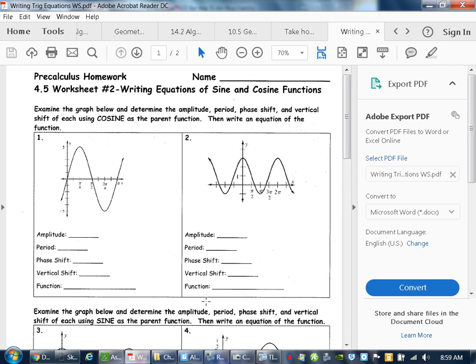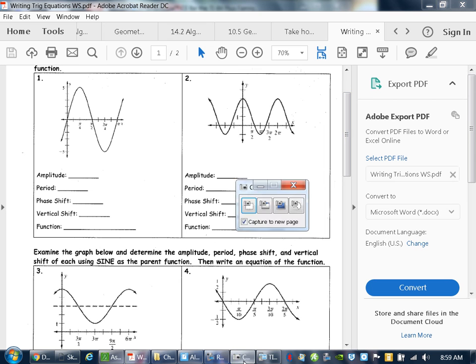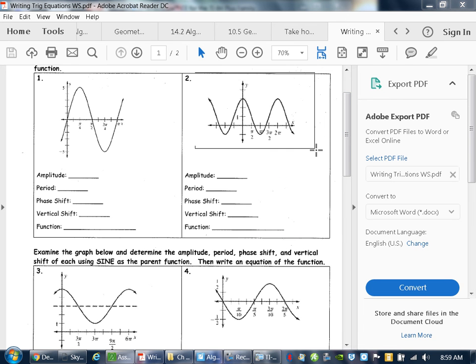There it is. So what I want to do here real quick is just give you guys an idea. I like money.